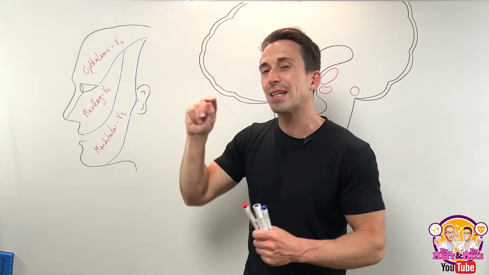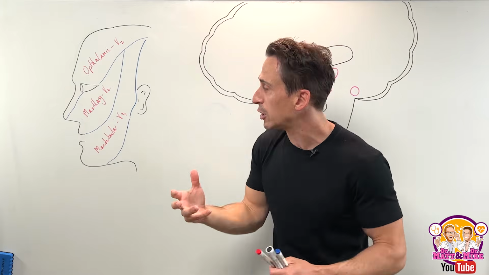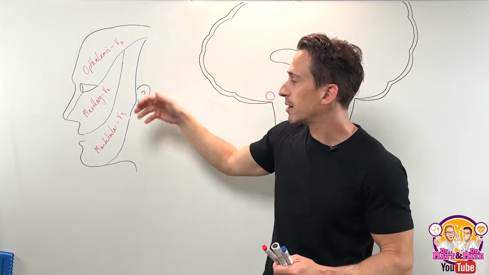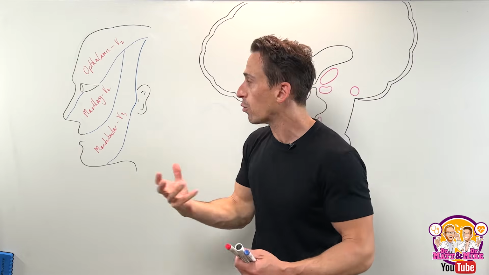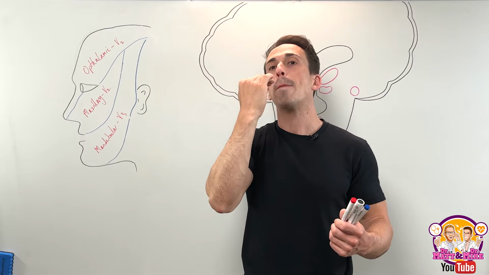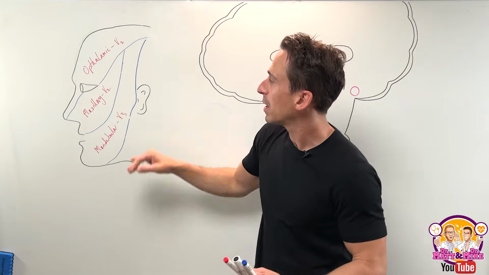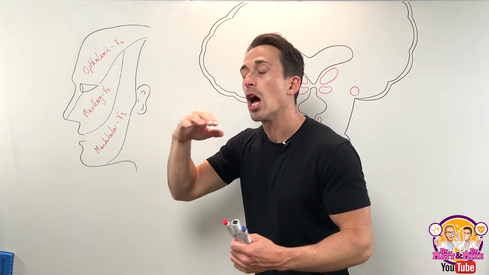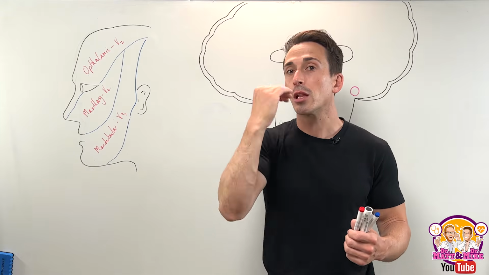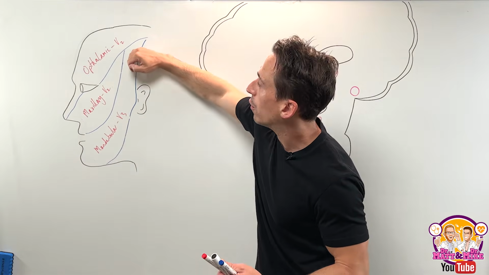Then when we take a look at the maxillary division, it allows for sensation of the middle aspect of the face. So this includes the upper lip, the nose, the nasal cavity, the oral cavity, including the upper teeth and upper gums. And the mandibular division allows for sensation of the lower lip, the lower teeth, lower gums, and also the temple.